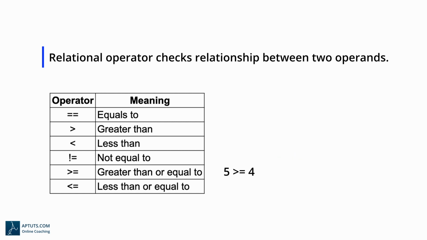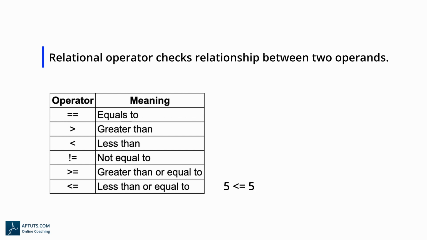The next expression, 5 greater than or equal to 4, uses greater than or equal to relational operator. 5 greater than or equal to 4 checks if 5 is greater than or equal to 4. If yes, it returns Boolean value true. If no, it returns Boolean value false. In this example, 5 greater than or equal to 4 is true. Hence, this expression returns Boolean value true.